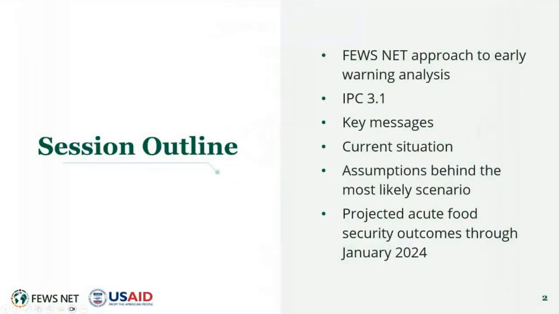So today I'll start as usual by providing an overview of FuseNet's approach to early warning analysis, as well as a quick look at the global Integrated Phase Classification, or IPC, scale that we use to classify acute food insecurity outcomes. We'll then move into our content for Yemen for the majority of the presentation, starting with key messages, then moving to current situation updates, followed by our key assumptions that define the most likely scenario for the projection period, and then finally ending with FuseNet's projected acute food insecurity outcomes for the projection period through January 2024.